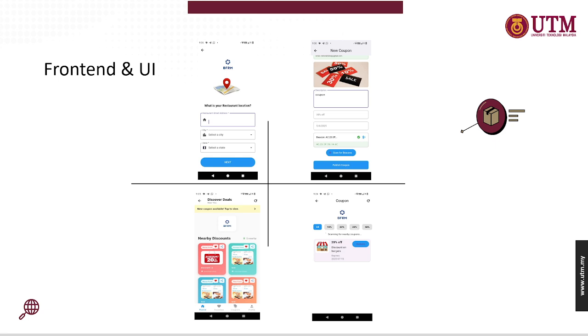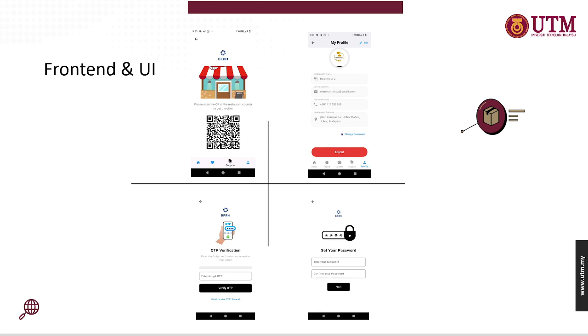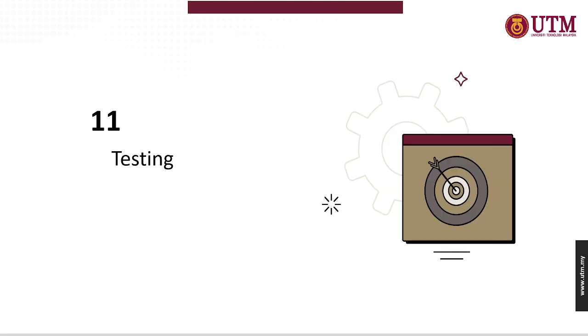And for another example here, when the customer tries to filter their available coupons, they can display it from this page. Here for the redeem, we can display the QR code from here, for manage profile and also OTP verification, and set your password for a new customer login.